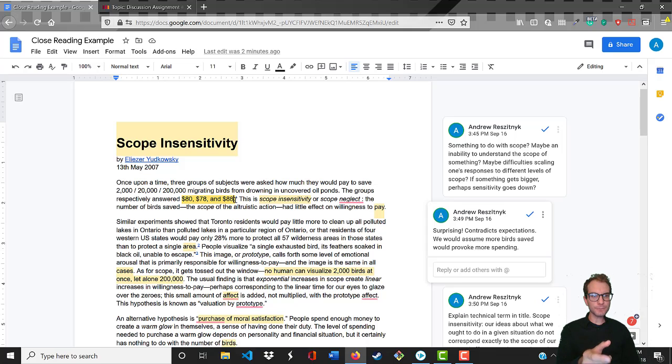We can see right away from reading this, there's something a little bit strange going on, in that there seems to be almost no connection between the number of birds saved and the willingness that people have to pay. So that really helps us to understand. It gives us like a hook into the main argument.